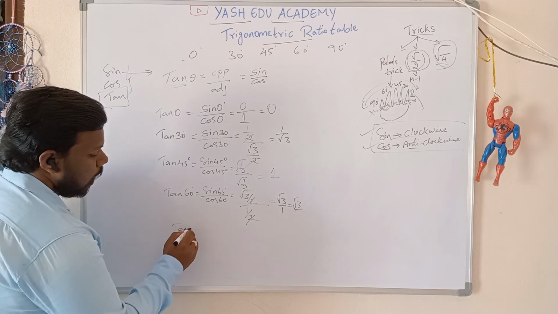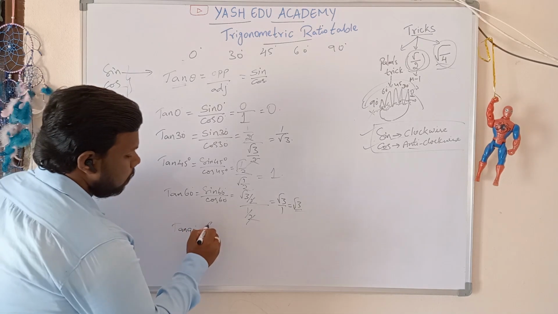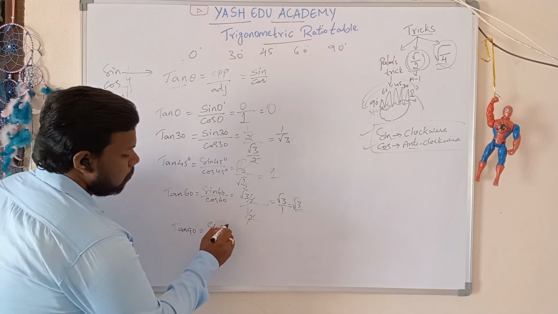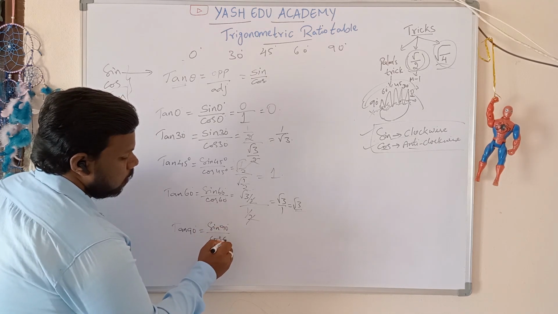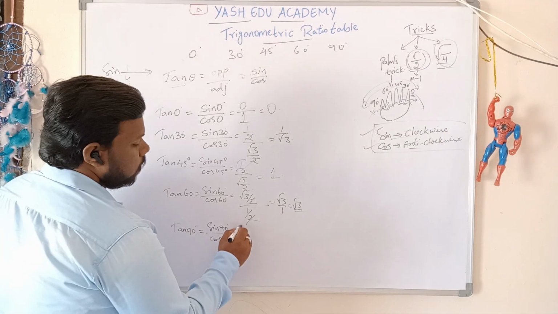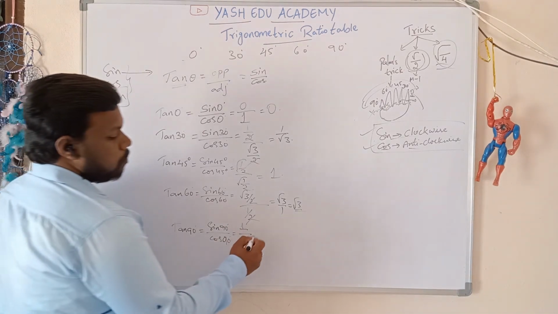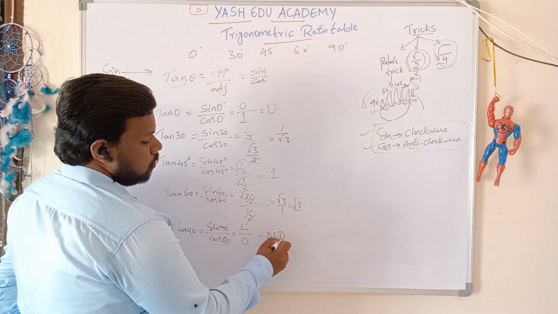Now tan 90. Tan 90 is sine 90 by cos 90. So what is the sine 90 value? It is 1 and cos 90 is 0. So 1 by 0 is not defined.